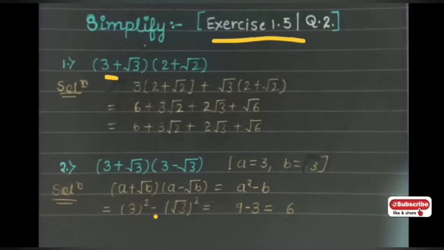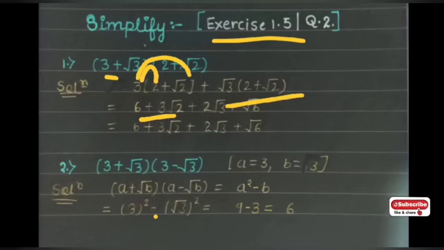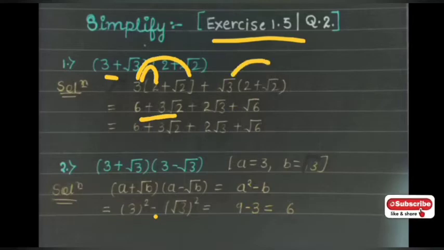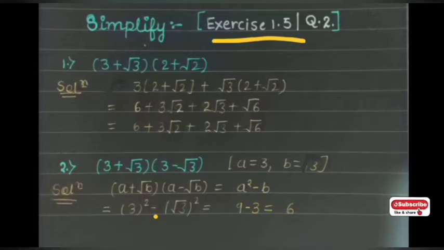Next, 6 + 3 root 2. How did it come? 3 into 2 would be 6 and 3 into root 2 would be 3 root 2. Similarly in this bracket, root 3 into 2 would be 2 root 3 and root 3 into root 2 would be root 6. So that's the simplest answer that you can easily solve. Still, if anyone has any query, put it in the comment box. I'll make another video for solving all your queries.